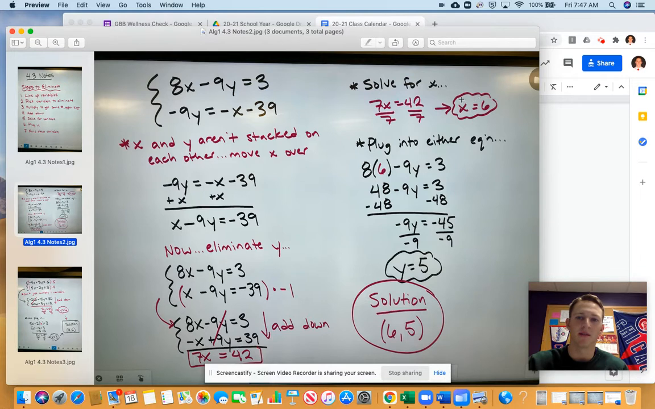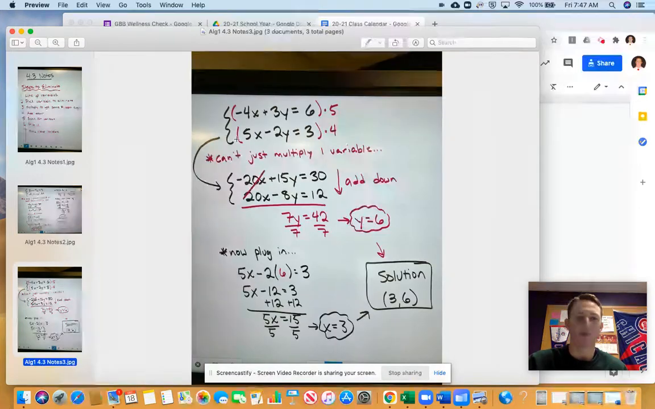Now, once we have this x equals 6, we can either plug it into the top equation or the bottom equation. It doesn't really matter. We're going to do the top one, so 8x minus 9y equals 3. But instead of x, we are plugging in that 6 value. So 8 times 6 minus 9y equals 3. So 48 minus 9y equals 3. Again, we're just solving for the variable, and we have y equals 5. So our solution is going to be the point x, y, 6, 5.